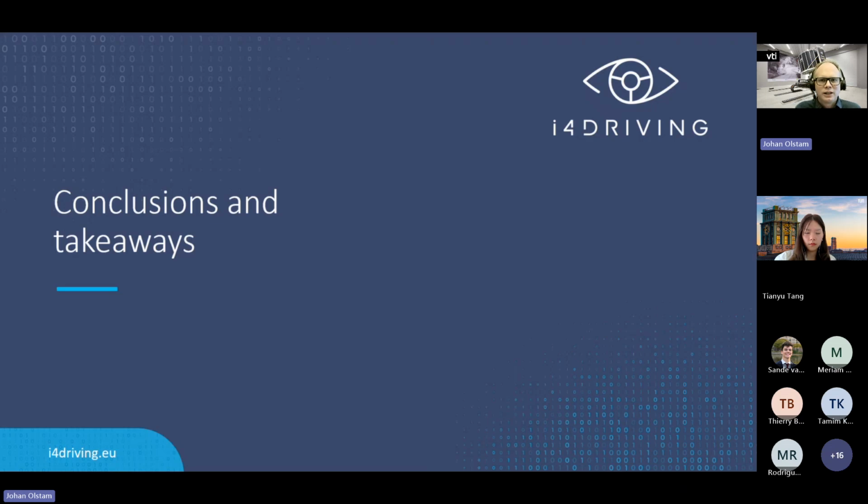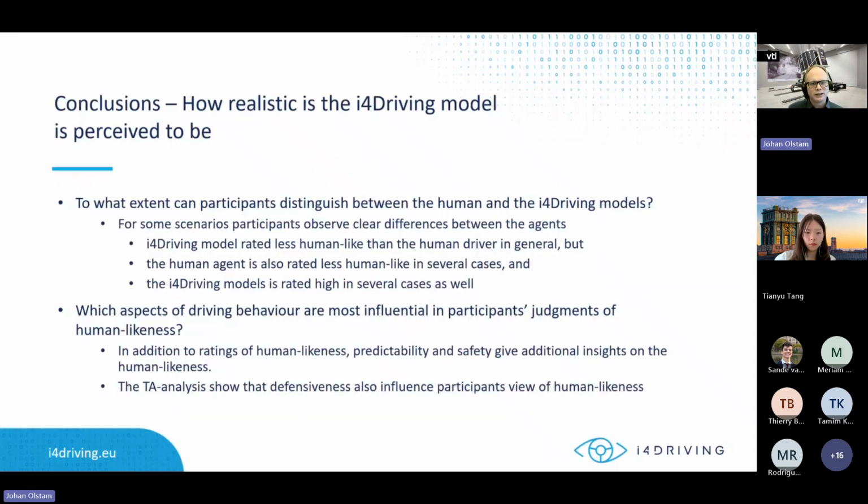So what are the conclusions and takeaways then? We have divided into 2 parts. One is more on how realistic the i4Driving model is perceived to be. So coming back to our 4 research questions, to what extent can participants distinguish between the human and i4Driving models? As we see, for many of the scenarios, participants observe clear differences between the agents, and in the t-test table you can see that the ratings are different, and the human model is rated more human-like than the i4Driving model in general, but there are also cases where the human agent is rated less human-like, and the i4Driving model is rated high in several cases. So it's not perfect, but it's also quite good.